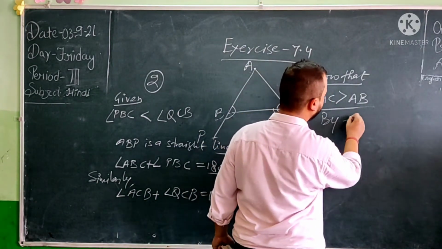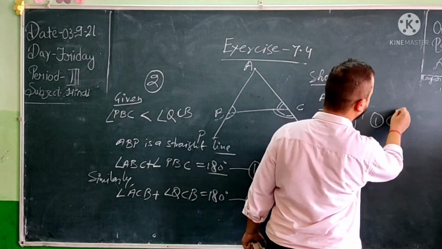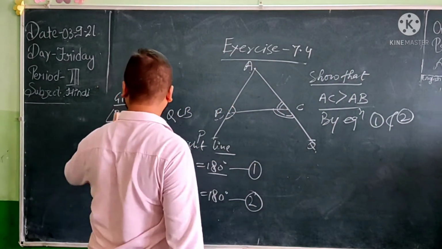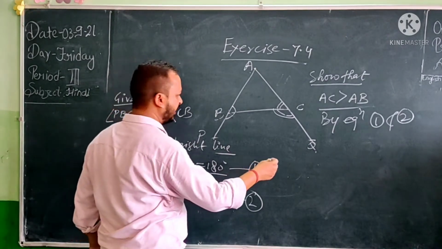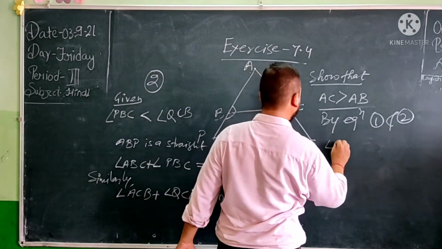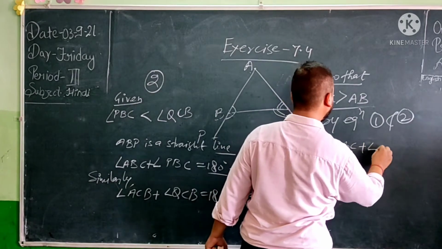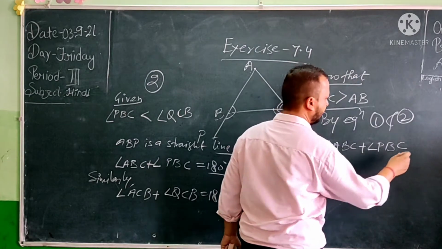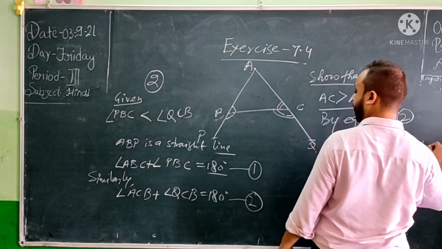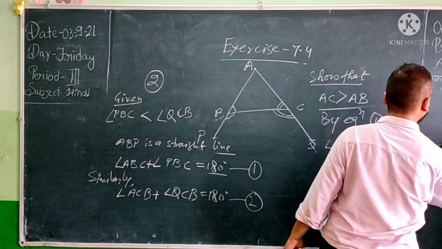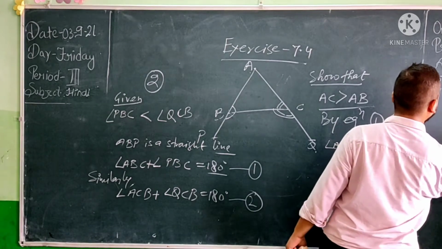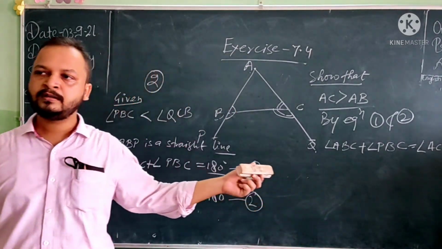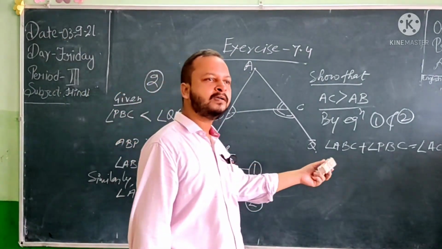So by equation 1 and 2, we can write that angle ABC plus angle PBC is equal to angle ACB plus angle QCB. This much part understood? Any confusion?